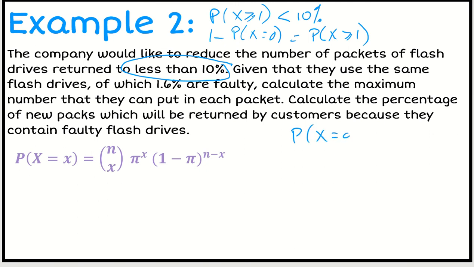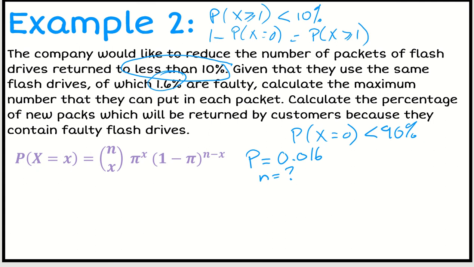So the probability that X is equal to 0, we want that to be less than 90%. Okay, so let's think about what else we've got here. Given that they use the same flash drives, 1.6% are faulty. So that tells our P parameter is equal to 0.016. And we want to find the maximum numbers that can be put in each packet. So we want to find N. So that's what we're trying to work out.